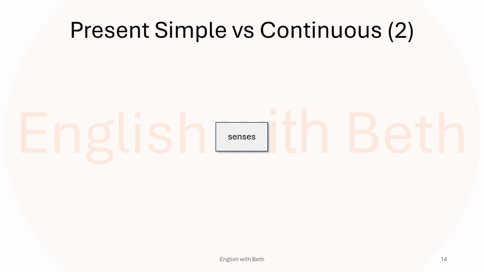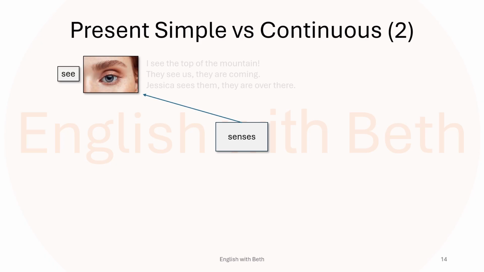Now let's talk about our senses: to see, to hear, to smell, and to taste. For these verbs, we usually use present simple tense. For example, I see the top of the mountain. We don't say, I am seeing the top of the mountain. They see us, they are coming. Jessica sees them, they are over there.